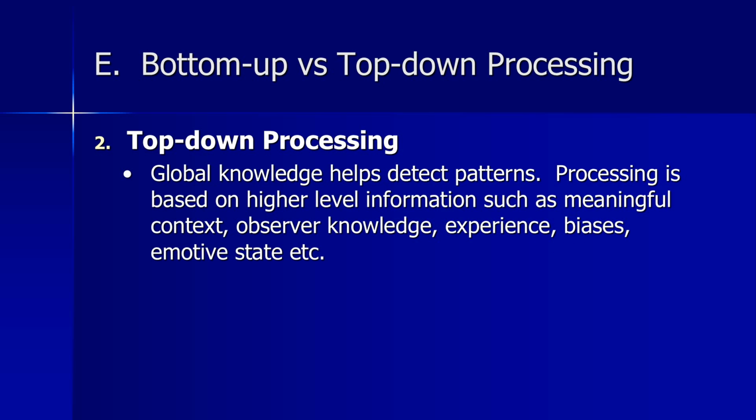Top-down processing is where our global knowledge helps us to detect patterns. Processing is based on higher level information, such as meaningful context, our knowledge, experience, biases, emotional state, etc. So our experience is coming in to help drive our perception. This is also sometimes called conceptually driven processing. So it's not just our senses that are driving our perception, but our knowledge and our experience. And that becomes very important here in a minute when we're going to start to talk about some applications of cognitive perception in things like look but fail to see accidents, because our expectations are incredibly important in driving our perceptions.